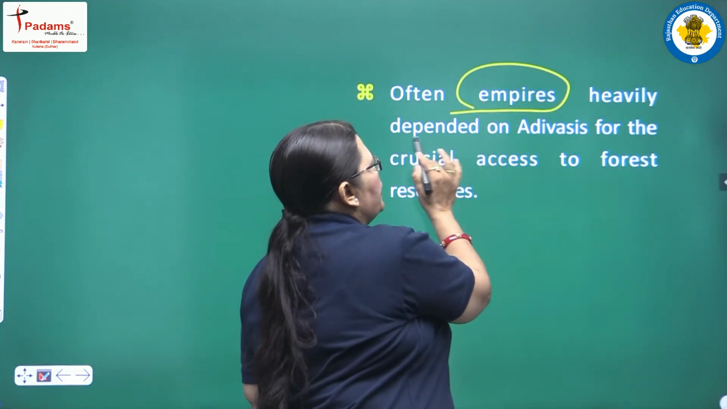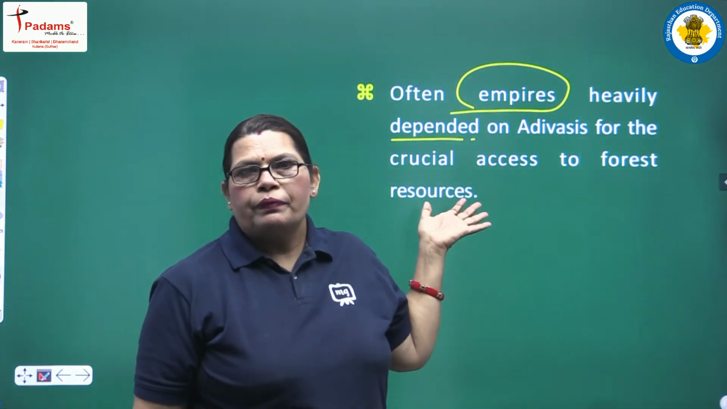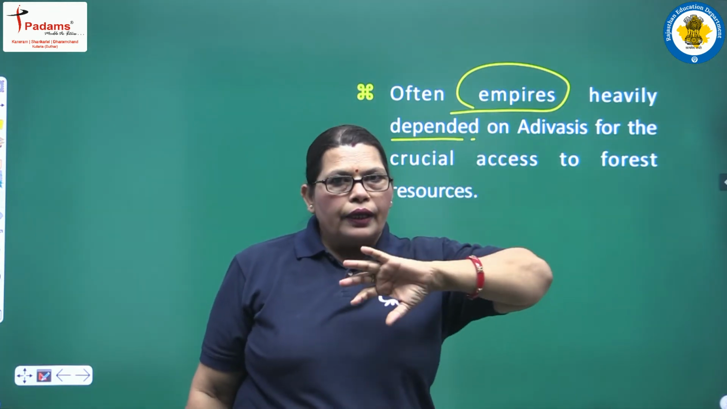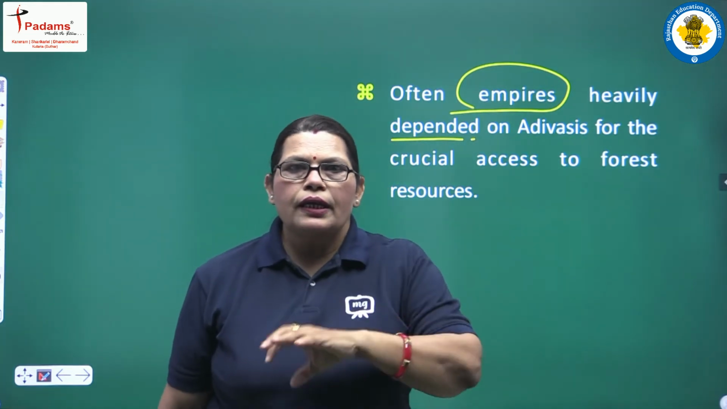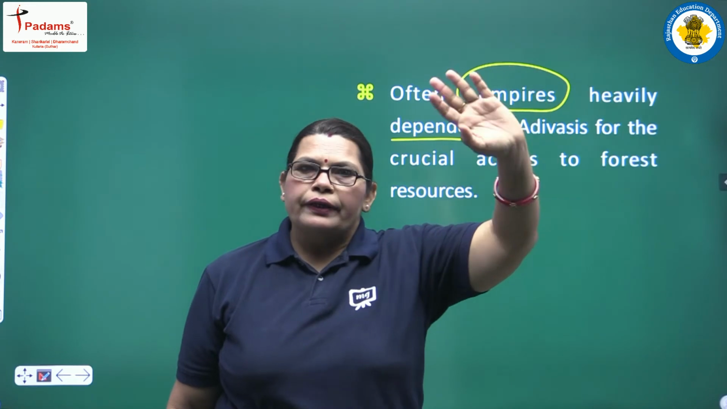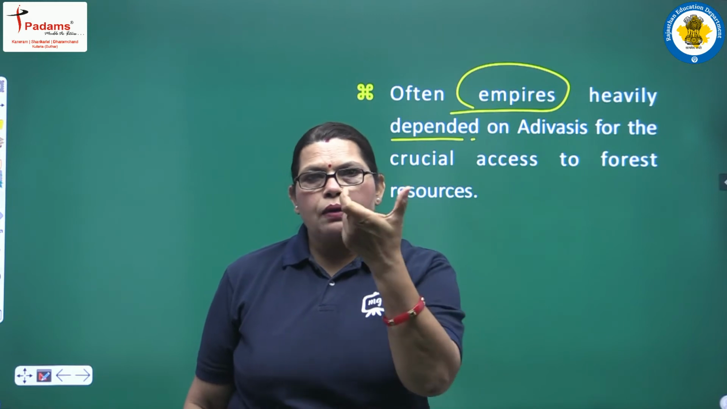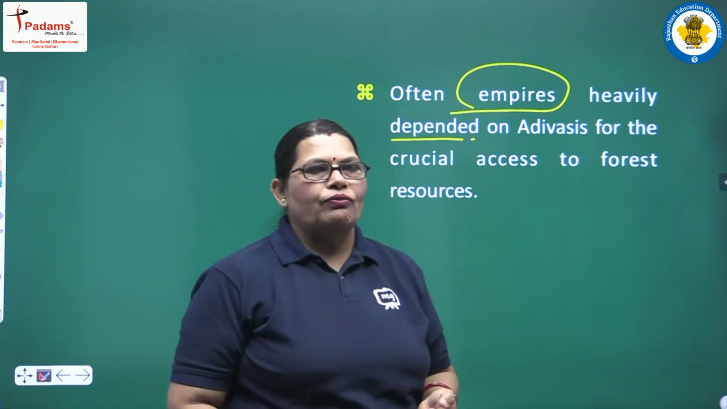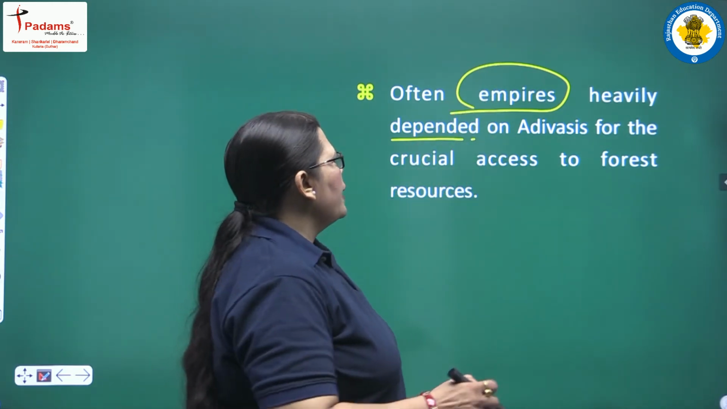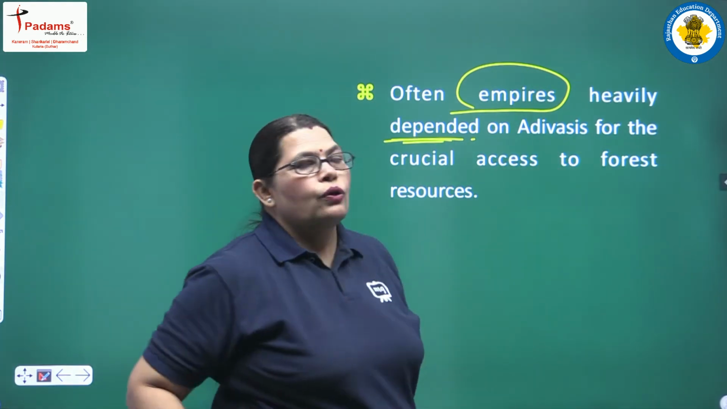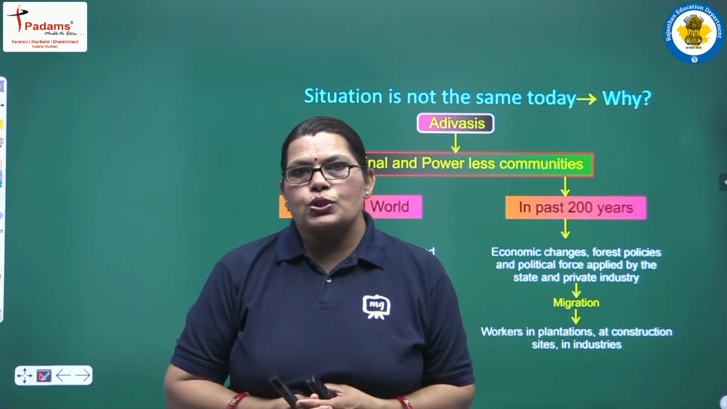Often empires heavily depended on Adivasis for crucial access to forest resources. You know, with the coming of the economic conditions, the businessmen, the moneylenders, the traders totally switched to the forest and directly contacted the Adivasi people for their own benefit. As middlemen, they gained a lot of benefit. Same here with the empires: empires also depended on Adivasis for forest resources.